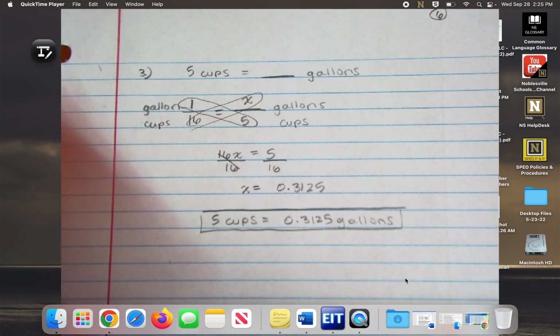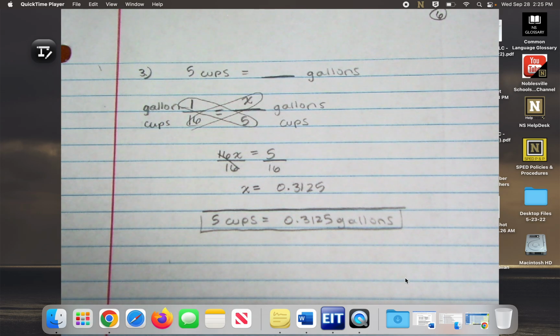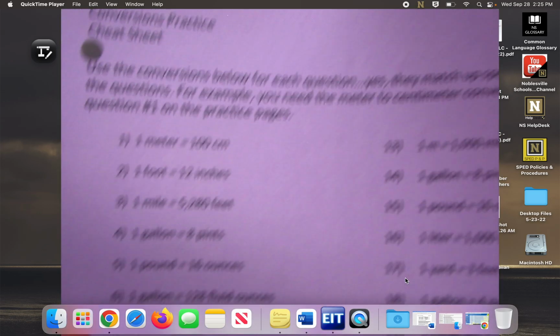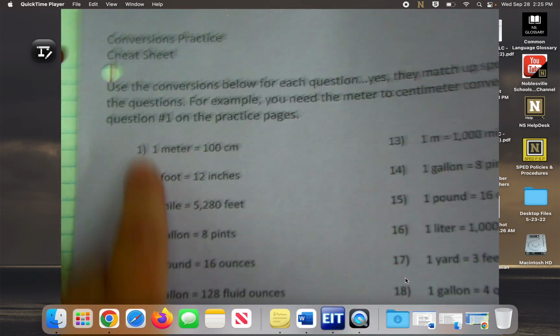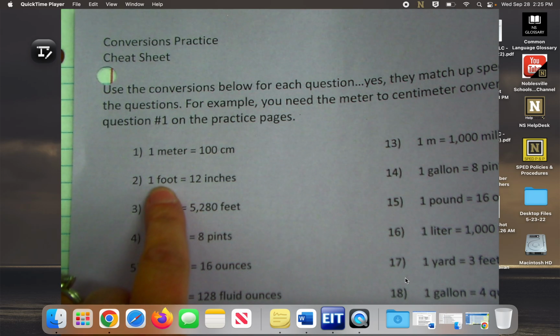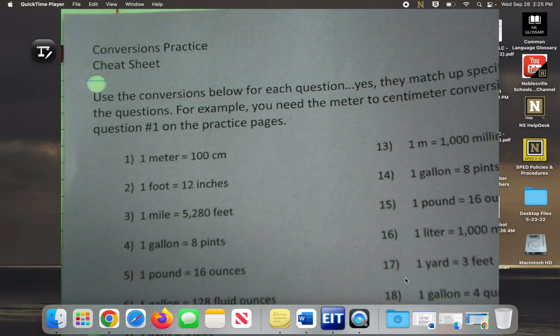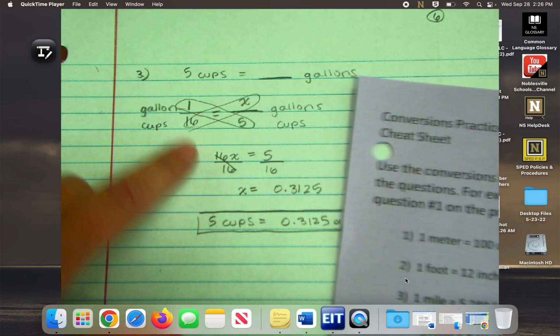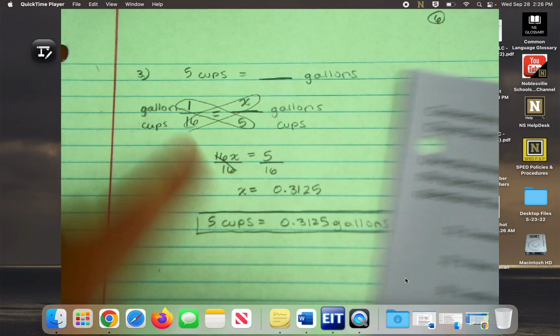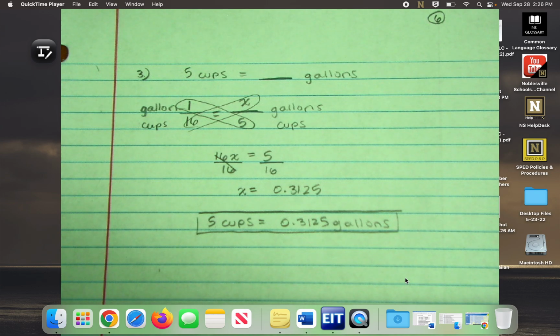So tomorrow you're going to have a practice page with all these conversions you need to do, and every base conversion you need will be here. Like for number 1, you need this base conversion. For number 2, you need this base conversion. So you'll get this purple page to go with the questions. That's how you will create this first part of the proportion.